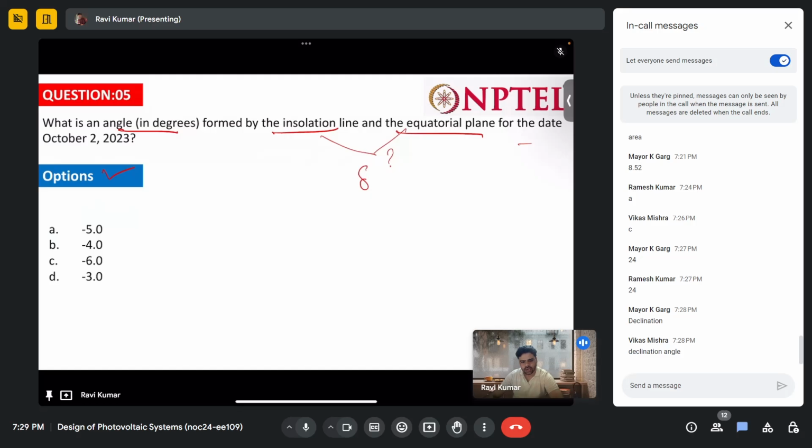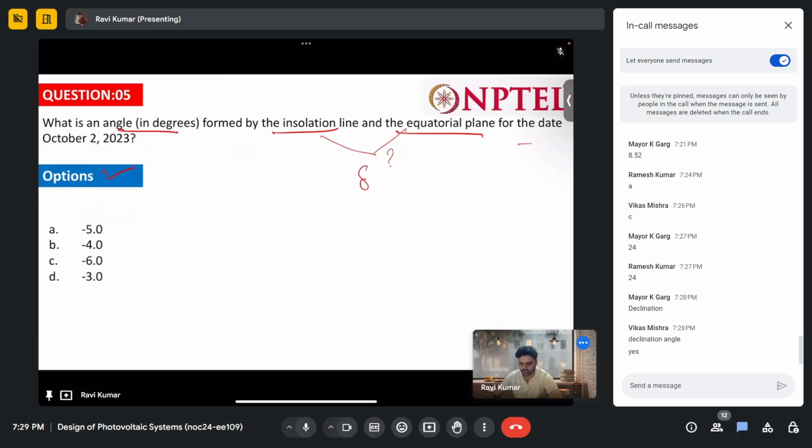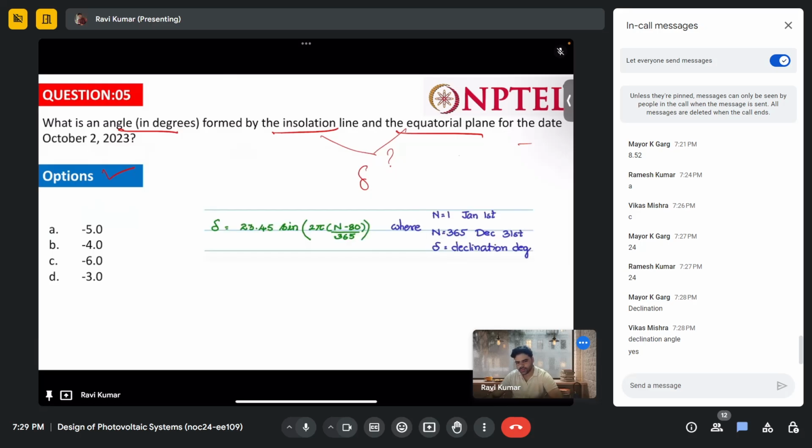Do you need the formula? If you need the formula, let me know. Okay. This is the formula. Use this formula. Calculate this delta. What is n corresponding to this date? Put this n here and calculate this.